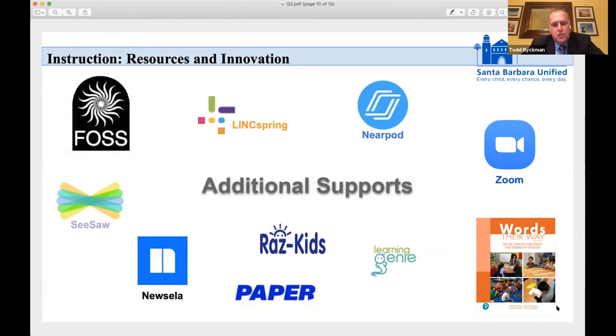So before I start talking about the platforms that we're adopting, I just wanted to share with the board that over the course of about 8 days, we've distributed over 2,000 iPads and about 400 hotspots to families. We expect to be fully deployed by the end of the week.